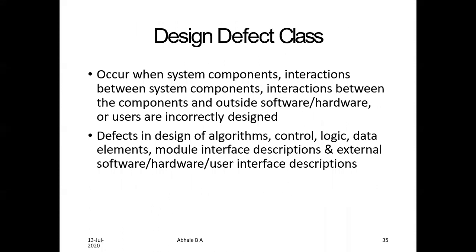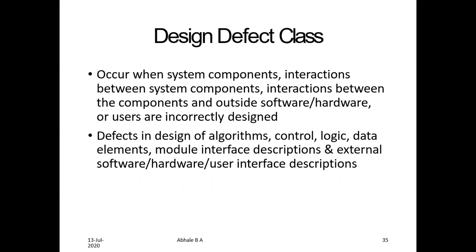Design defect class. Now in a design class, this is what happens. We are going for the design based on your requirement. Design defects occur when system components, interaction between system components, or interaction between components and outside software, hardware, or users are incorrectly designed. Based on the requirement, the designer will design. If the requirements are not proper, there is a defect in the design. In design also, we are designing.